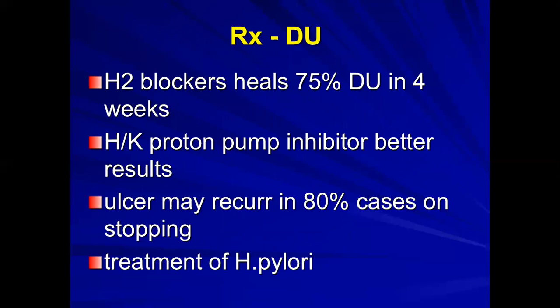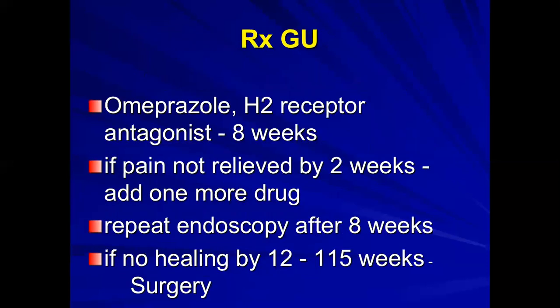Duodenal ulcer: H2 receptor blockers heal 75% of duodenal ulcers in 4 weeks, but we are not giving H2 blockers nowadays for the treatment of duodenal ulcers. PPI is better, it has better results. So when you have a drug available in the market which has superior results, then go for that drug. Ulcer may recur in 80% of cases on stopping the treatment of the H. pylori.